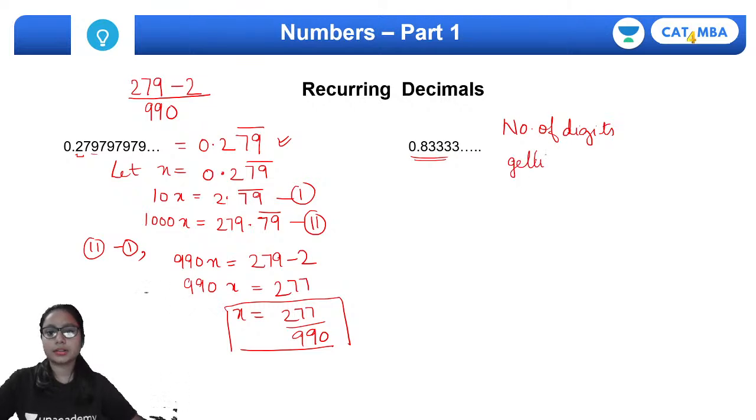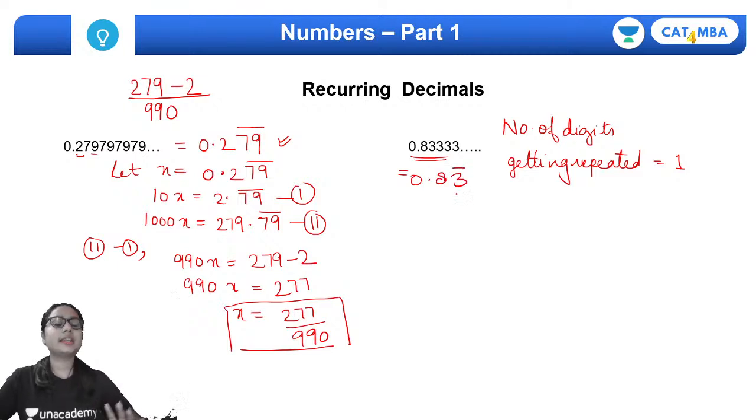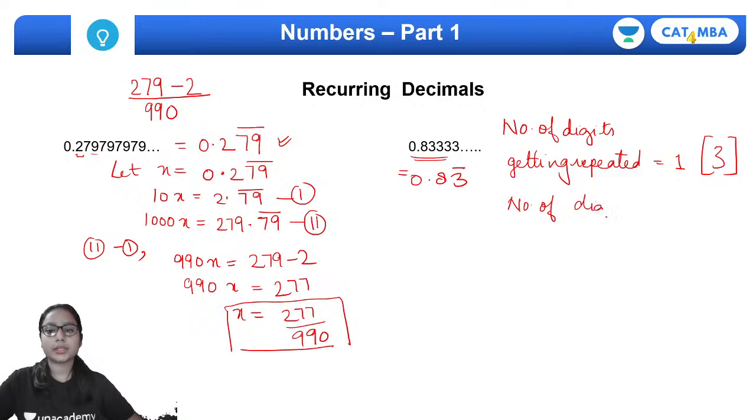Let us do this. Getting repeated. How many? Just one, because this number is 0.83 bar. Only 3 is getting repeated again and again. Okay, and what is that digit? 3. Okay, number of digits which are not getting repeated. How many digits? Just one, which is 8.